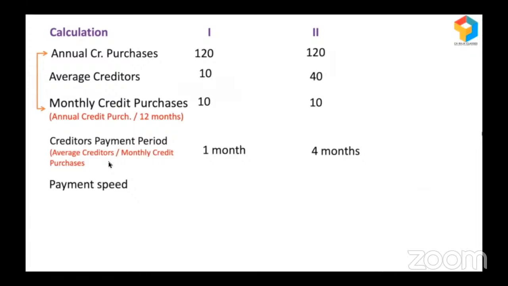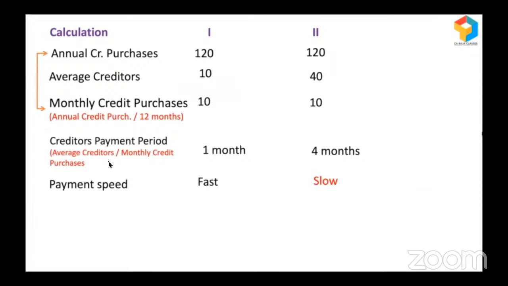So what that means, it basically communicates the payment speed. In scenario 1, the payment is happening at a faster pace. It's good for the business. In scenario 2, the payment is happening at a slower pace. Here, the decision that payment is happening at a slower pace should be arrived at only by comparing with the credit period offered by the creditors. If the creditors themselves are giving a 4 months credit period, then that is not an issue.